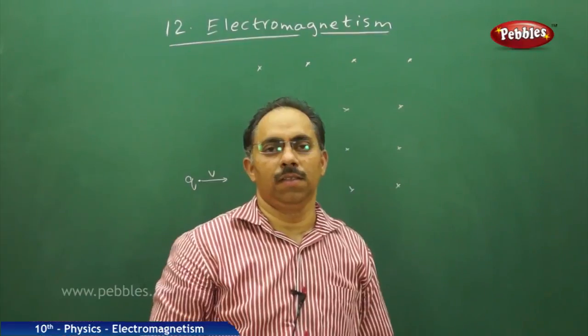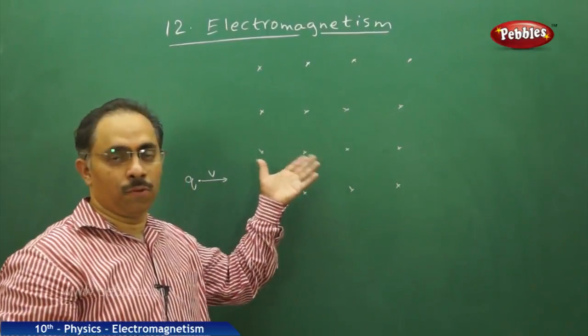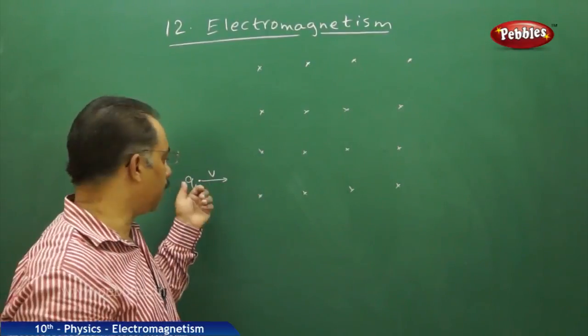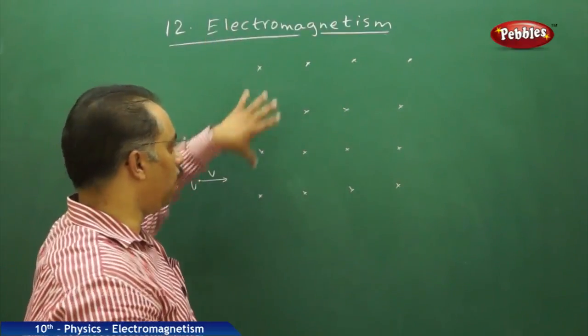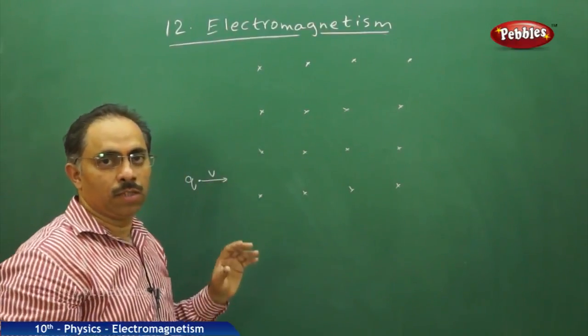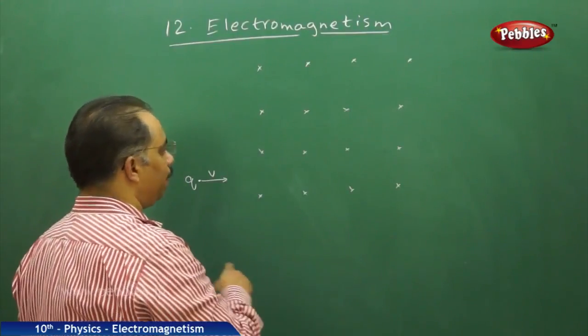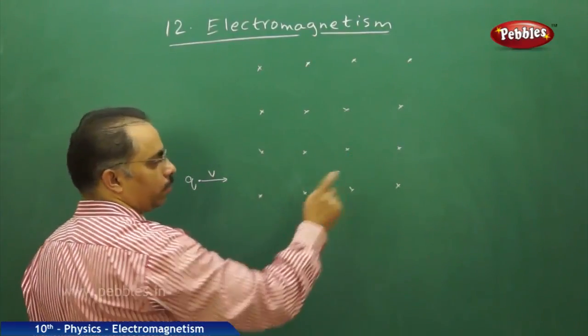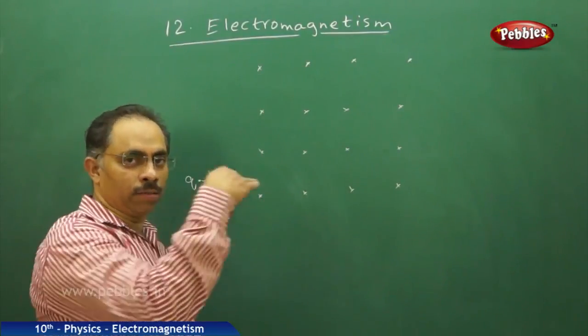Okay. Now, when we know the direction of the magnetic force on a charged particle when it is entering into a magnetic field, let us see in what direction does it move and how does it affect its type of motion over there. What's happening is I am considering a uniform magnetic field. Crosses indicate the direction of the magnetic field into the board.